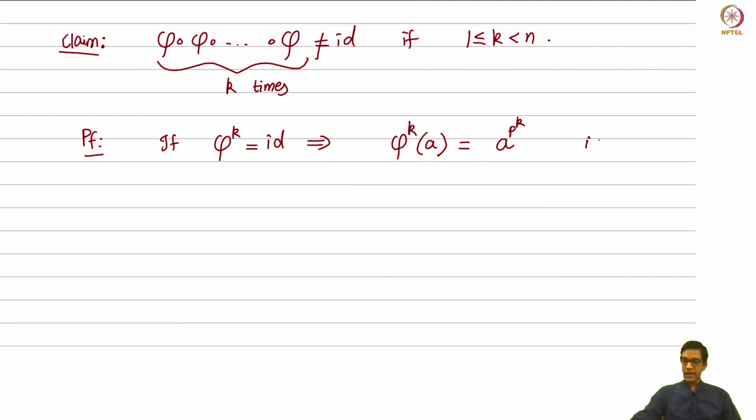on the one hand, the identity map is just a. So these are both equal to each other, which implies, for every element a of my field F_p^n, that a to the p to the k is equal to a for all elements of F_p^n.